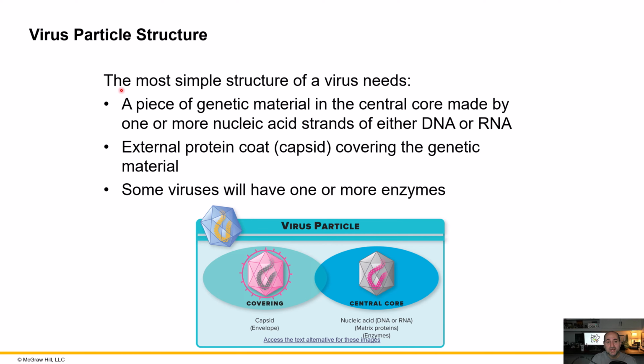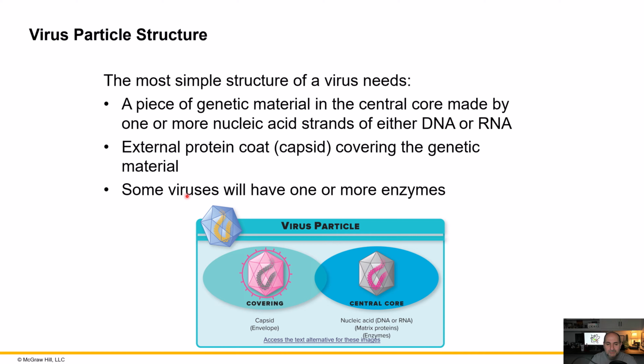And as I just mentioned, the most simple structure of a virus needs at least a piece of genetic material in the central core made by one or more nucleic acid strands of either DNA or RNA. Isn't that neat? The genome of a virus can either be a DNA genome like you and me, or an RNA genome. And remember, surrounding that genome is an external protein coat called the capsid coat. And this protein coat covers the genetic material.